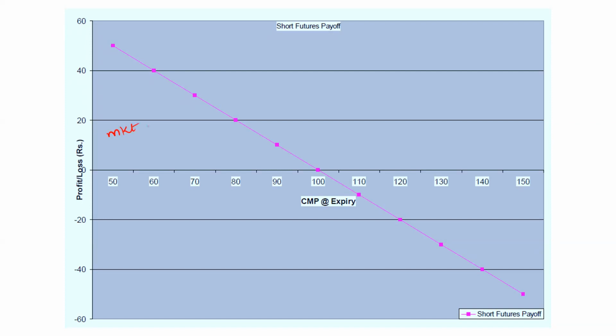So market comes down, he's going to make profits. If the market goes up, he is going to make a loss.